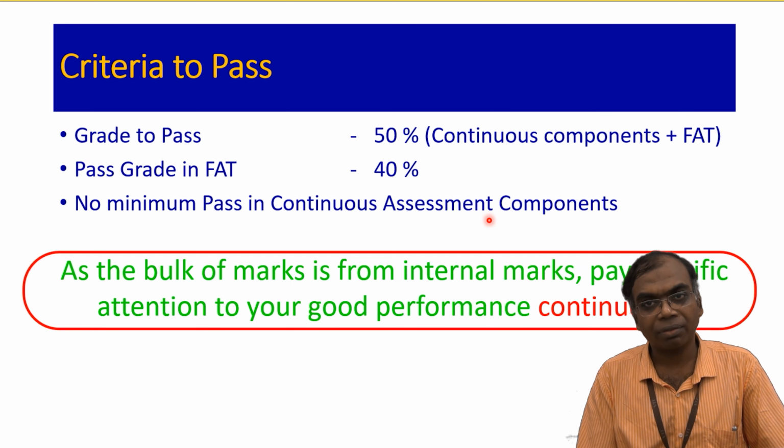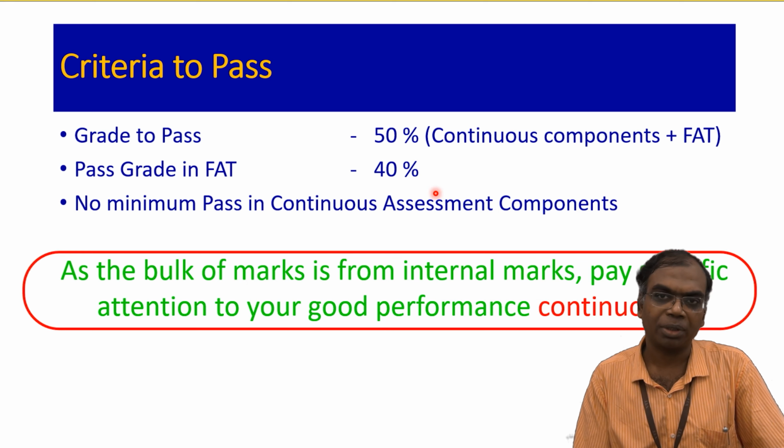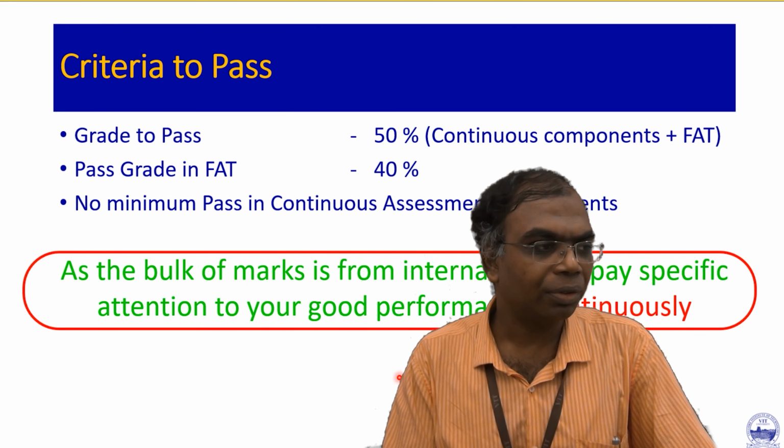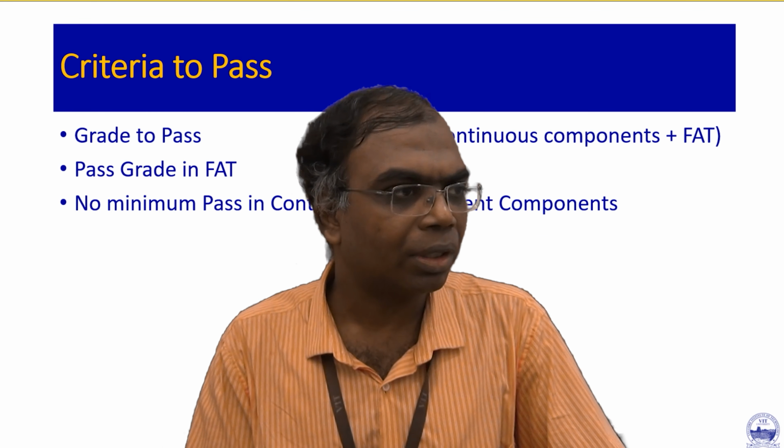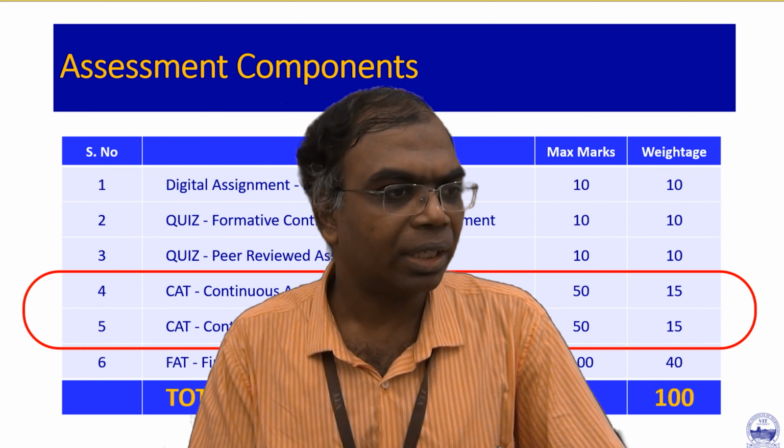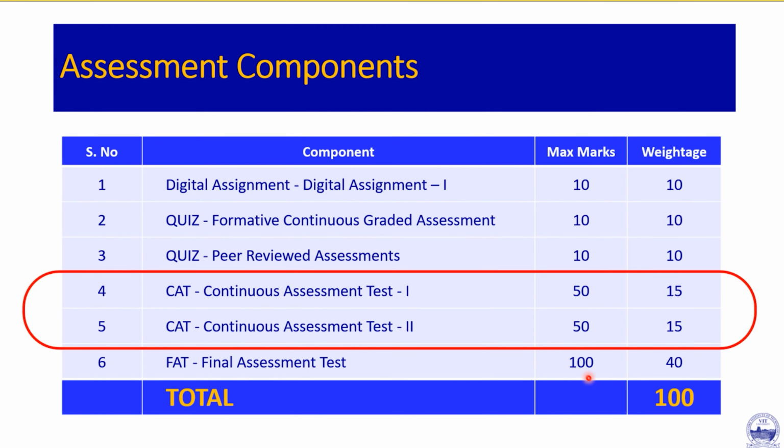However, in your final assessment test, you should have 40%, right? So if you go back to the slide, what it means is when you look at the maximum marks, you have to get 40, right? So it will only be 16 marks. 40 into 0.4 is 16 marks. So if you just pass in your external, you'll get only 16 marks. So this is something which will hurt you, right?